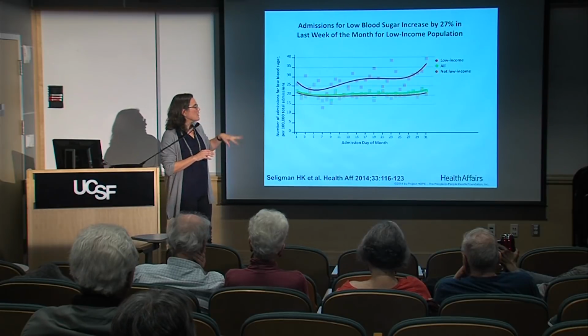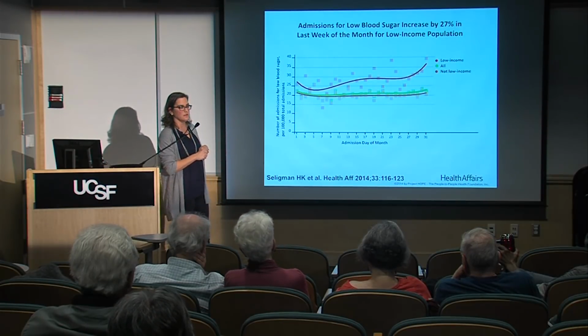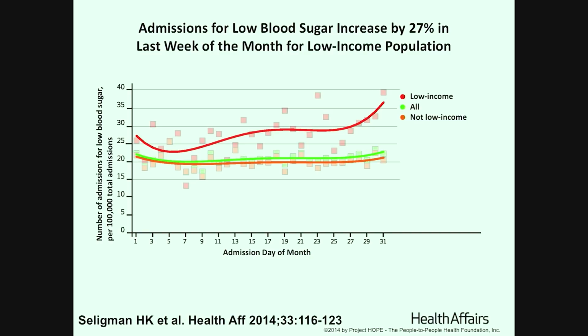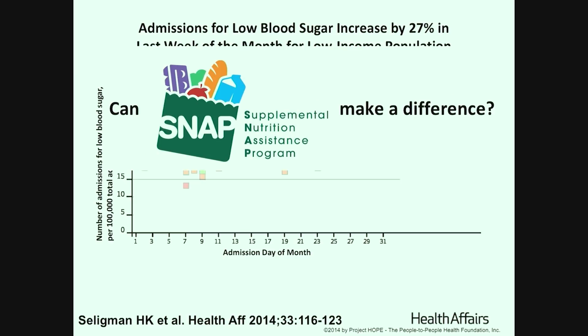So I'm going to take you back to this graph, and if you are like me and you're talking to change makers out in the world, what those change makers would say is, how do we know this is food insecurity, A, and B, how do we know that if we provide people with more money for food, we can get rid of this peak in low blood sugar admissions at the end of the month? Or another way of saying that is, does SNAP make a difference?